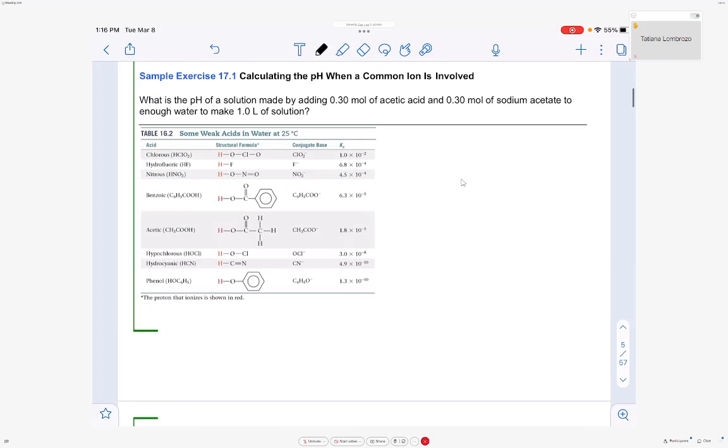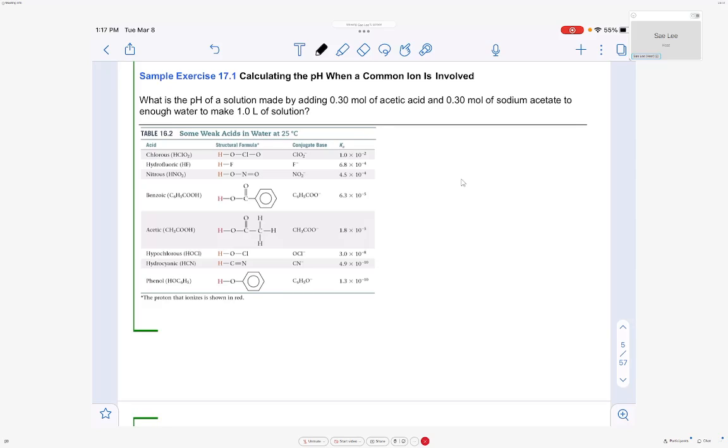All right. I'm going to read the question. What is the pH of a solution made by adding 0.3 mole of acetic acid and 0.3 mole of sodium acetate to enough water to make 1 liter of solution? Okay, so this question is about mixing acetic acid and the soluble salt of that acid, which is sodium acetate. So we immediately know that the common ion is acetate, right?